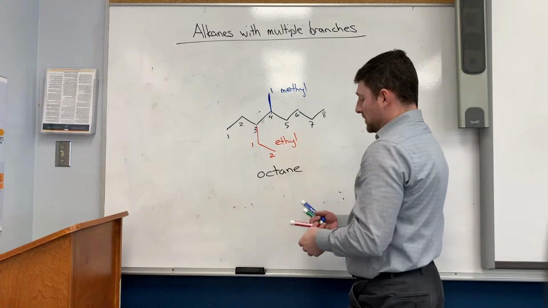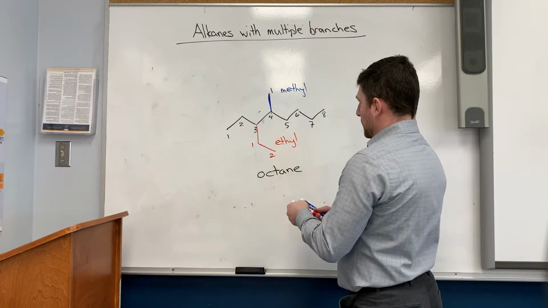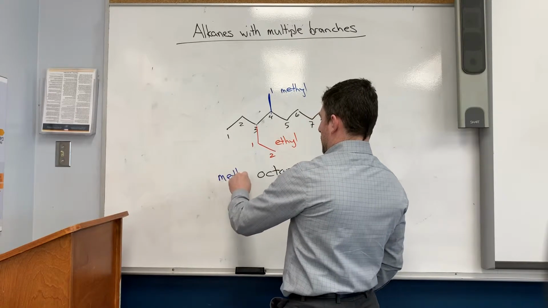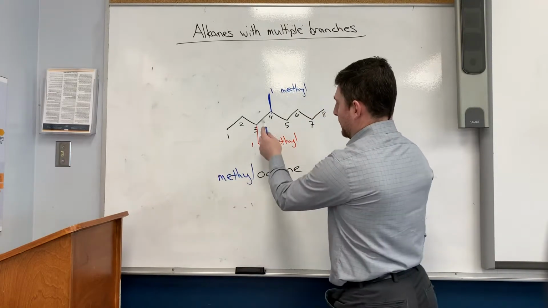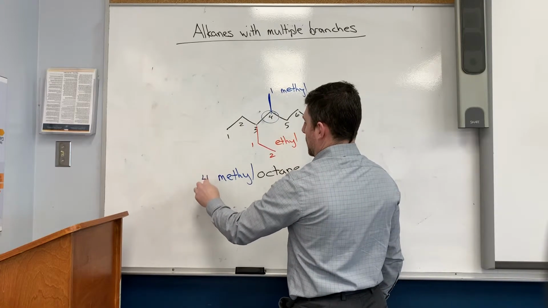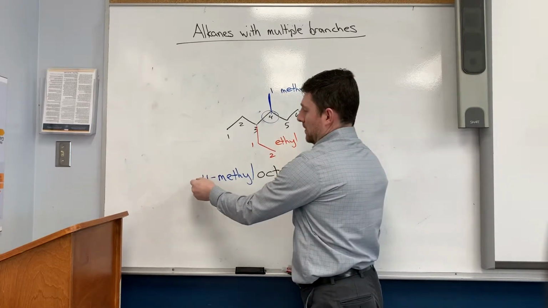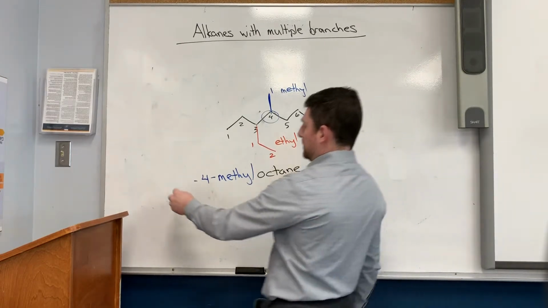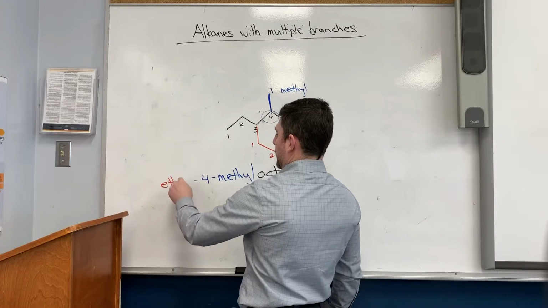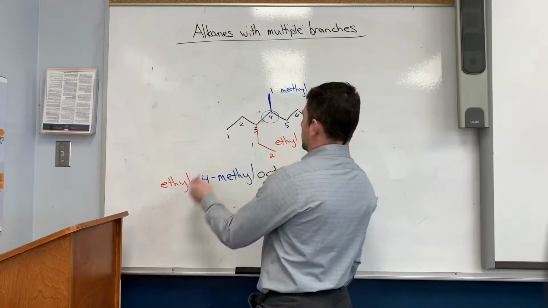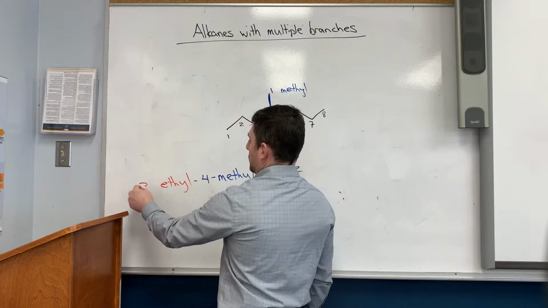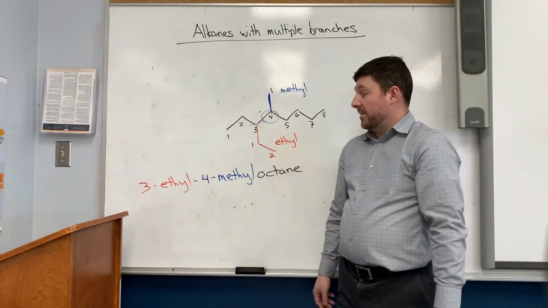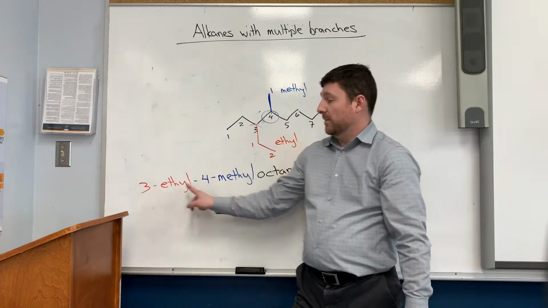So we're going to put in our names. Methyl comes second, it's on the 4th carbon, so it'll be a 4-methyl separated by hyphen. And ethyl is going to come first, because alphabetically E comes before M, and it's on the 3rd carbon, so it's going to be 3-ethyl. So what we have here is 3-ethyl-4-methyl octane, E before M.